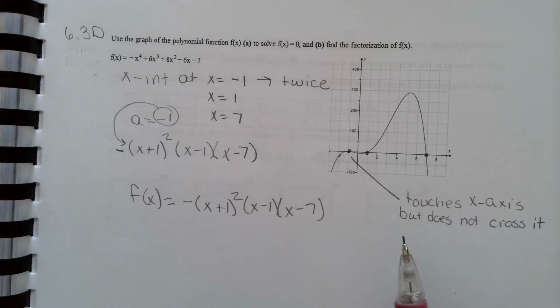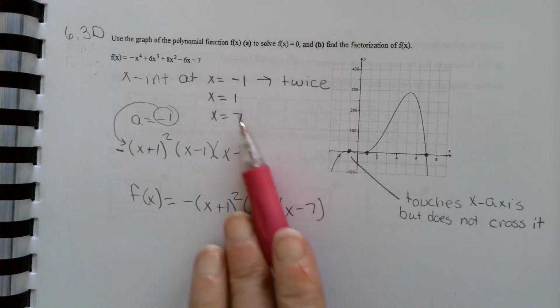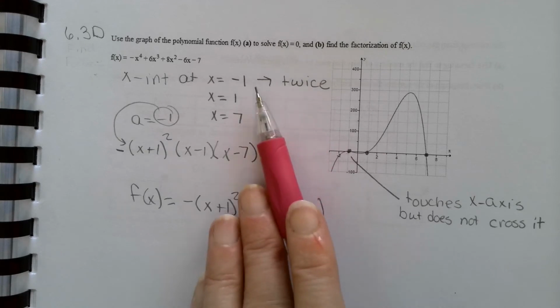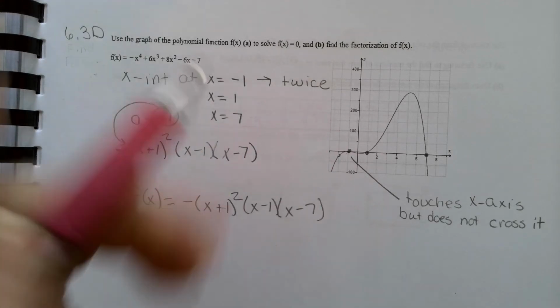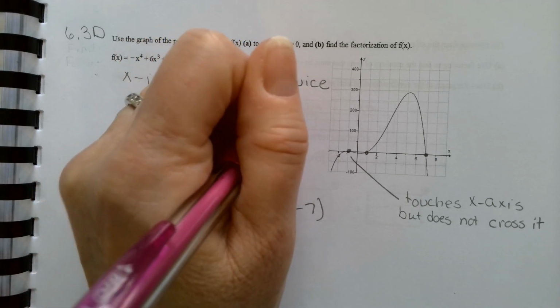Now, when you have an x-intercept that only bumps the x-axis but doesn't go all the way through it, like this one here at x equals -1, then we say that that's a double root. So that root actually happens twice. That solution actually happens twice. So we have our solutions here. We can count x equal -1 and we can count another x equal -1.